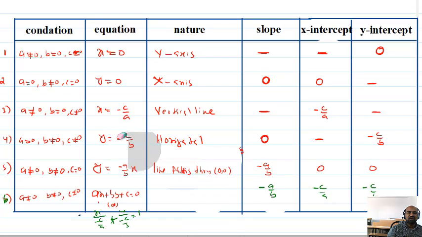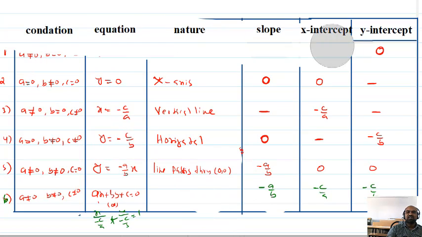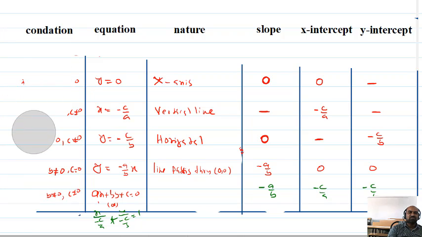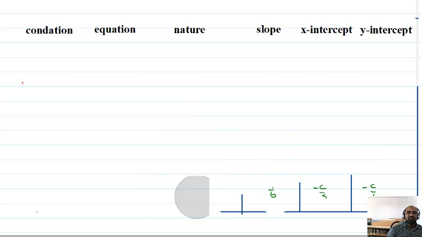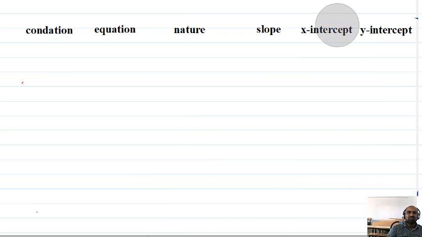Just now I proved, no? Under this condition, we conclude that ax plus by plus c equals 0 will represent always a straight line. Sometimes a horizontal line, sometimes a vertical line, sometimes a line passing through the origin.